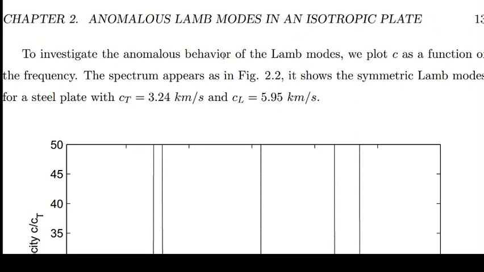and this behavior of modes is called anomalous behavior. So to check the anomalous behavior, we will have to plot C as a function of frequency, not as a function of wave number. When you plot C as a function of wave number, then you will always have normal behavior. The modes always will start with negative slope and end with negative slope. But if the anomalous behavior exists, then some of the modes, or at least one mode, must start with positive slope and end with negative slope.